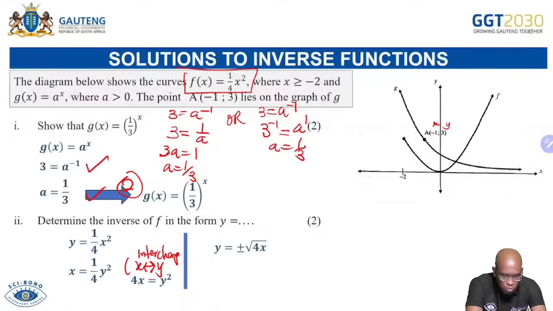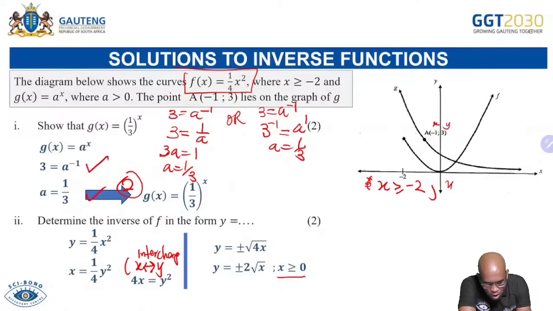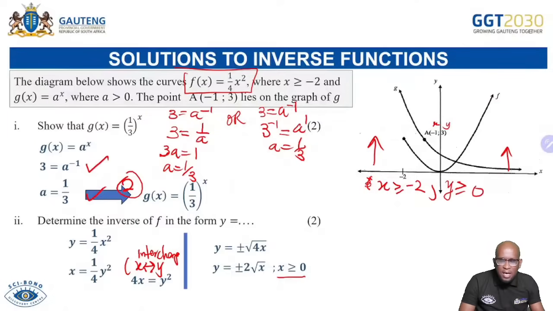So that we get y is equal to this plus or minus the square root of 4x, which means y is plus or minus 2 root x, and x is greater than or equal to 0. Remember here, the condition was that x is greater than or equal to negative 2 and y is greater than or equal to 0, because the graph exists above the x-axis.